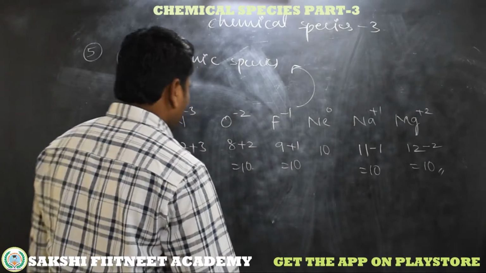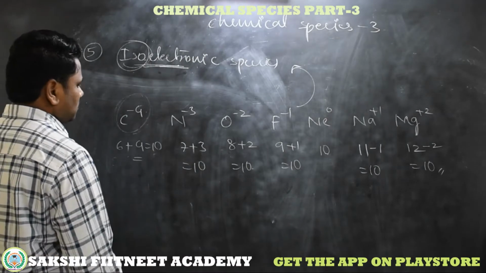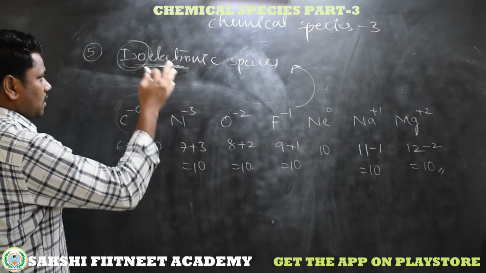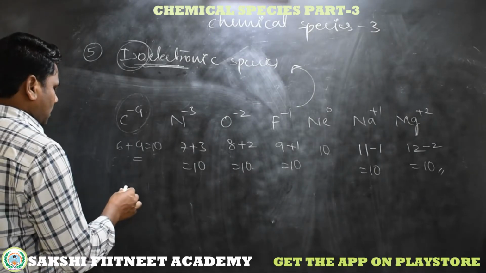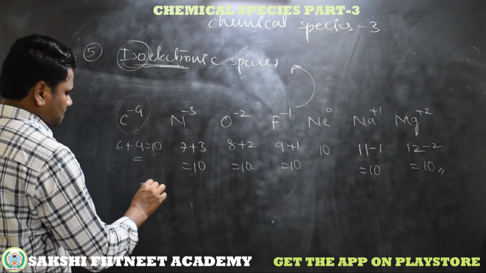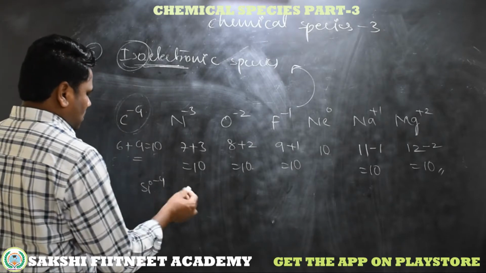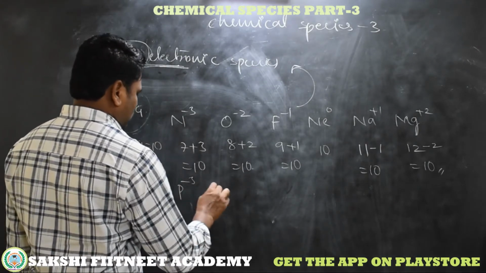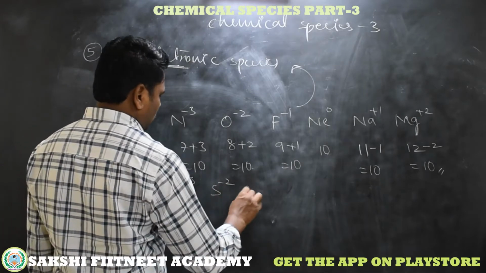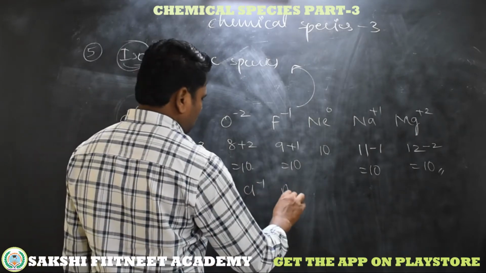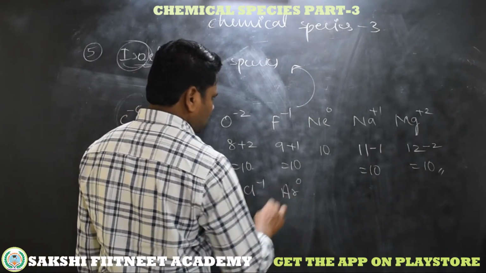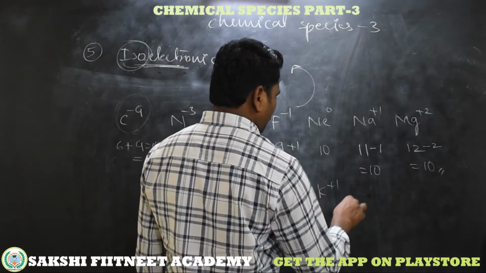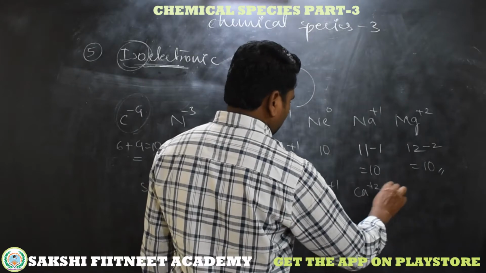Now these are the examples. Otherwise you can take another set of elements which are isoelectronic. Now here I am taking silicon, it's -4. Now coming to phosphorus, -3 charge. Next sulfur, -2. Chlorine, -1. Now argon, its oxidation state is 0. Next potassium, +1. Calcium, +2.